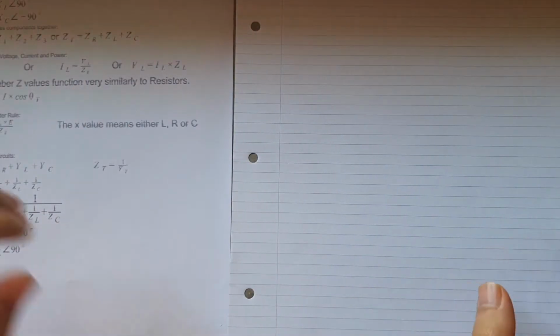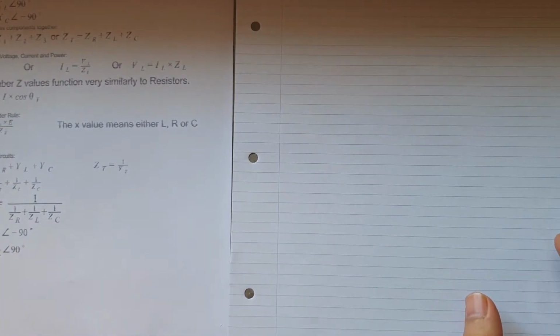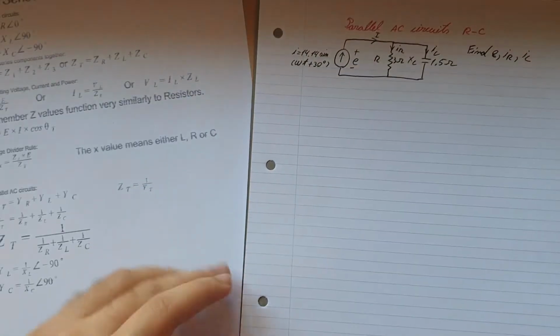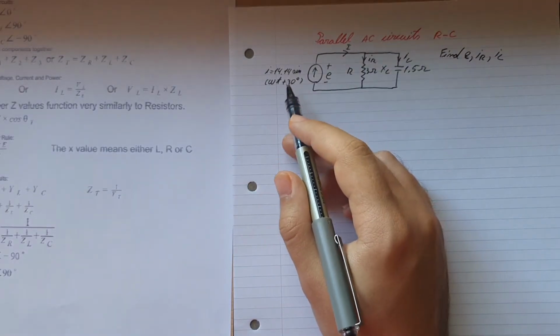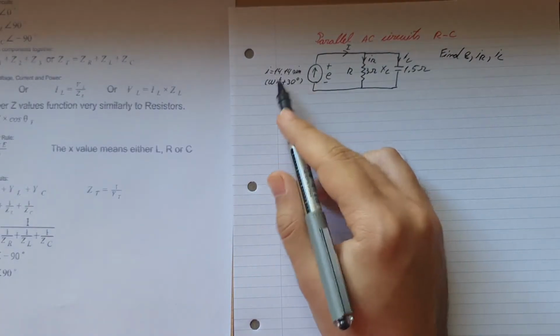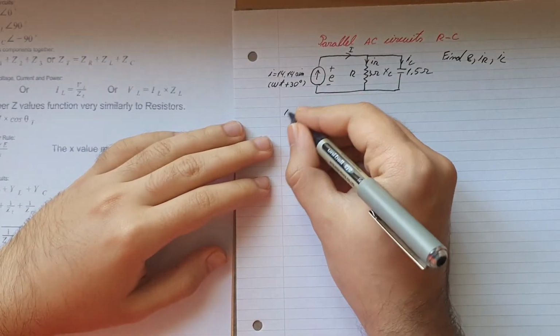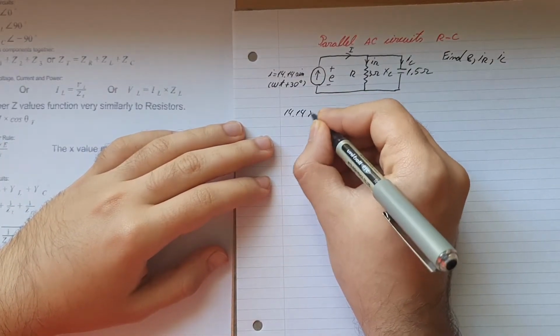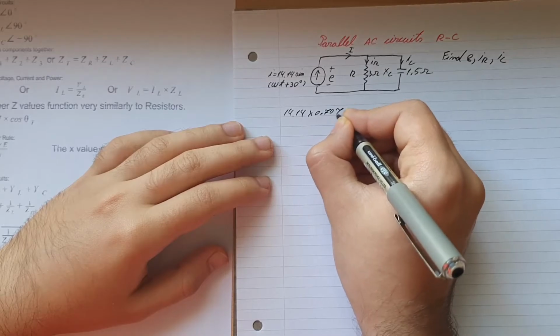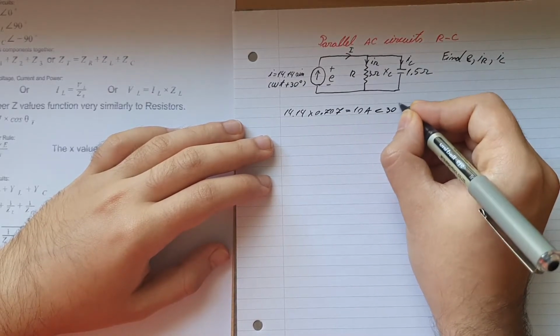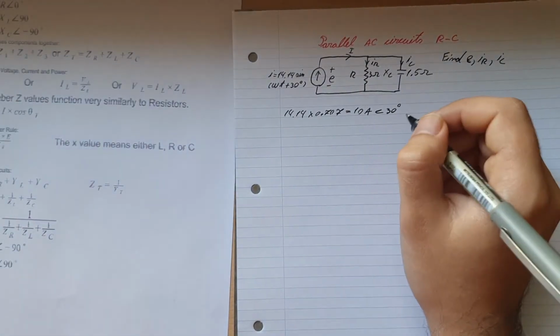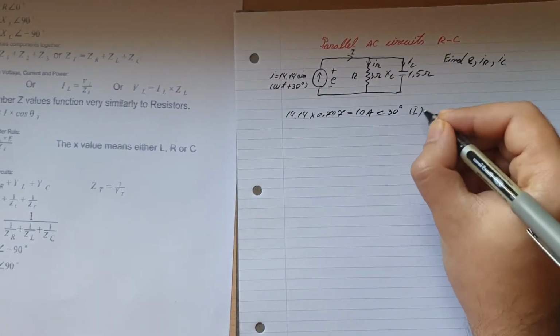So now let's go to this one here. And let's keep going. Alright. First of all, like usual, we need to convert this one to an RMS value. So it will be 14.14 times 0.707. That will be equal with 10 amps at an angle of 30 degrees. Alright, so that's our current I.